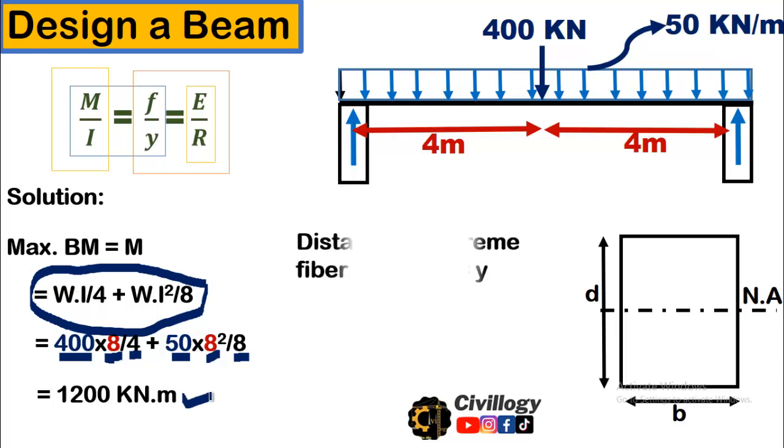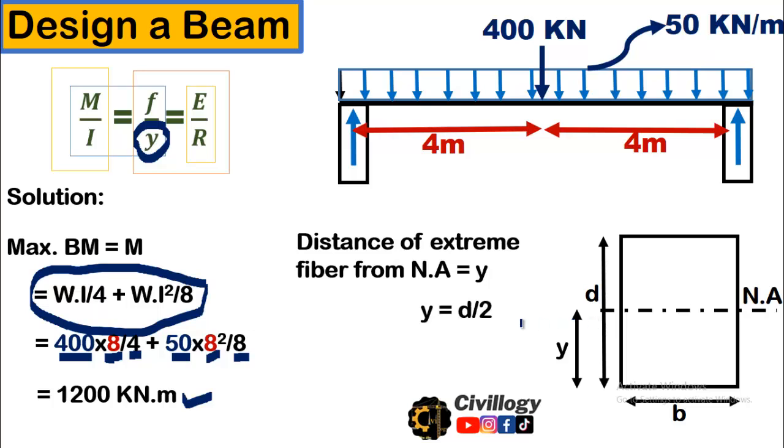Okay, now to find y, as you can see over here in this formula, we will need to find the y. What is y? Y is the distance of extreme fiber from neutral axis, as you can see over here in the cross section. So the half of the depth of the beam is called y. So y will be equal to d divided by 2.